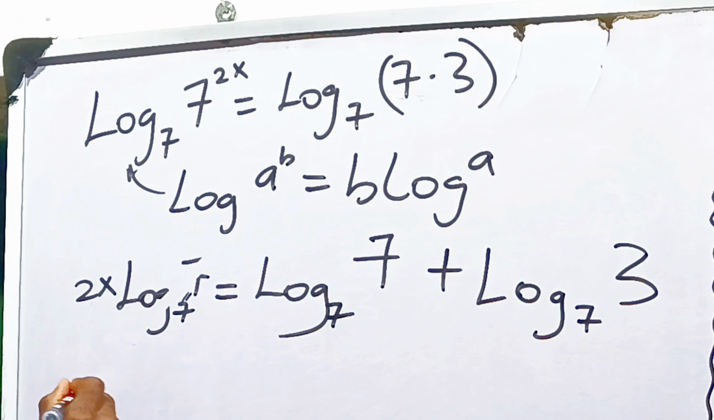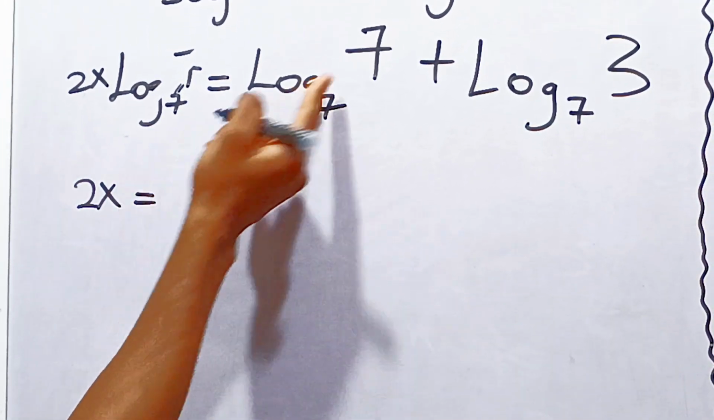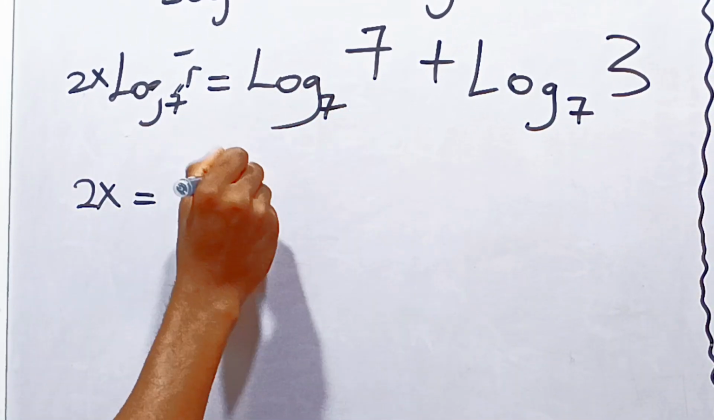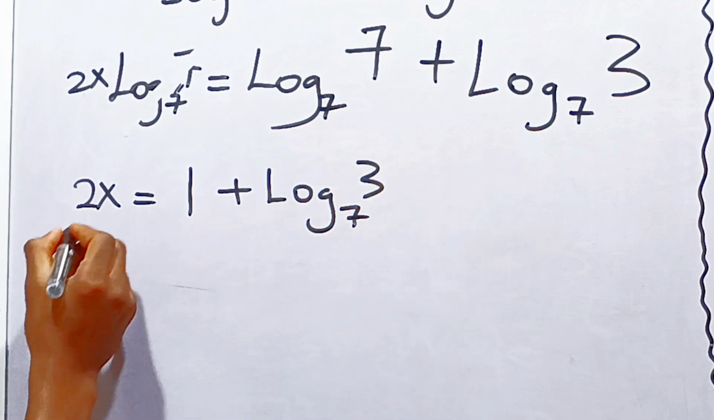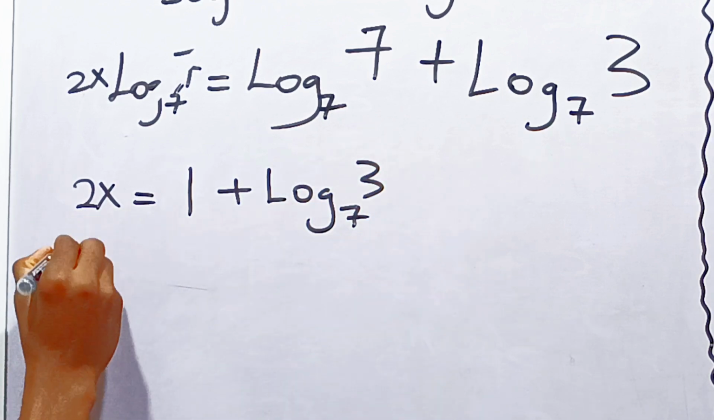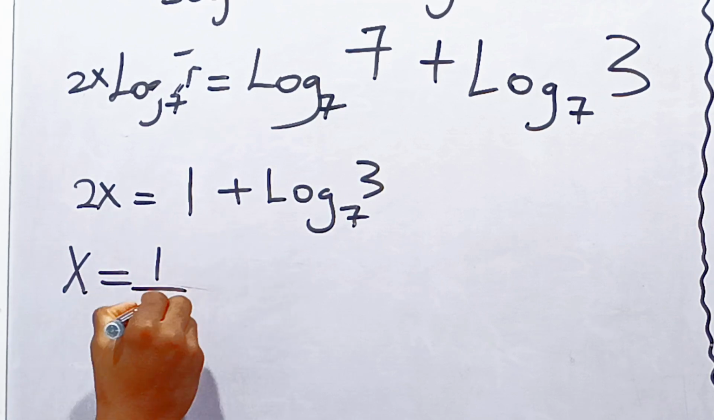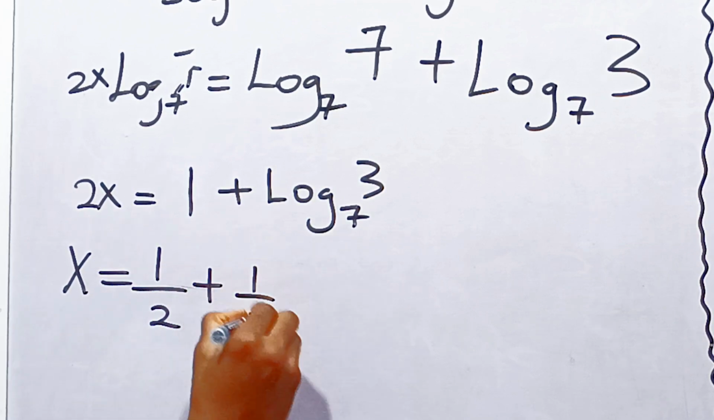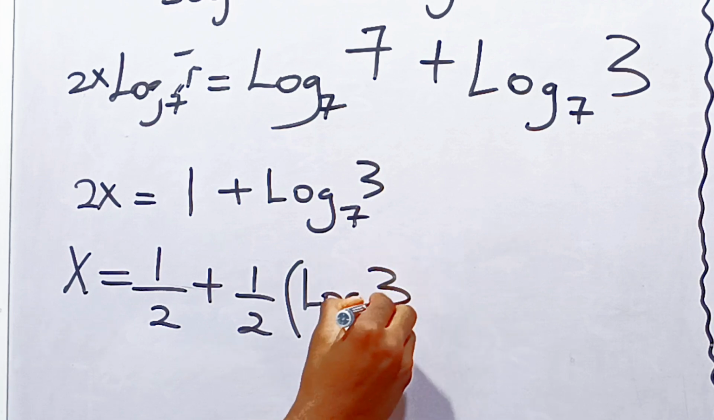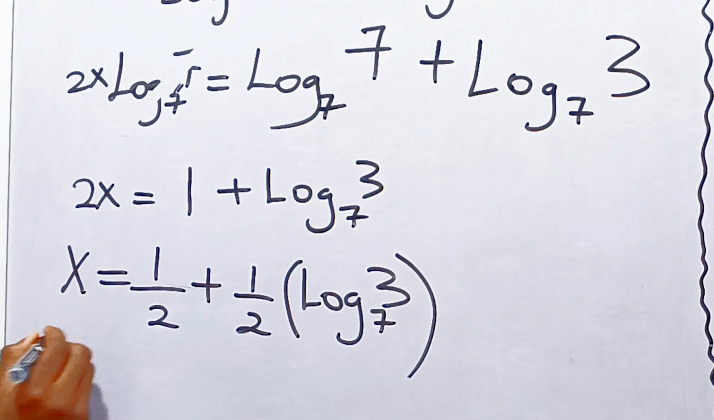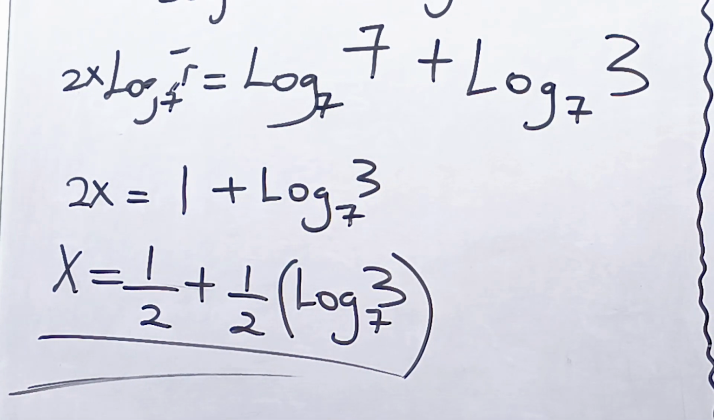Now 1 times 2x is 2x to be equal to, again, this is equal, so we have 1 plus logarithm of 3 to base 7. Now, dividing both sides by 2, we have that our x here will be equal to half plus 1 over 2 into logarithm of 3 to base 7. Okay? Now, this becomes the final answer of x in this equation.